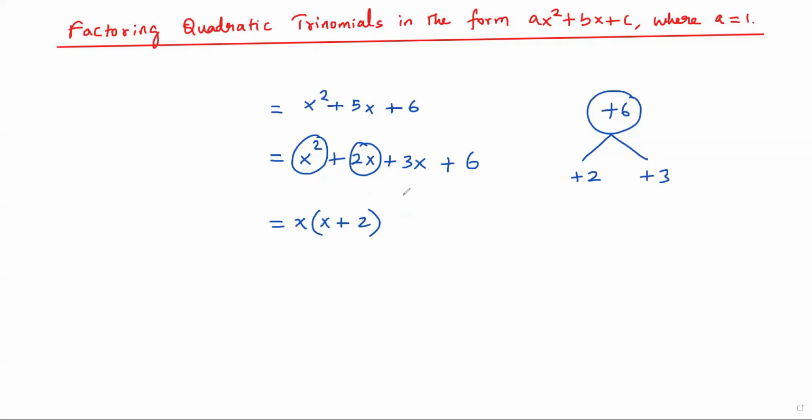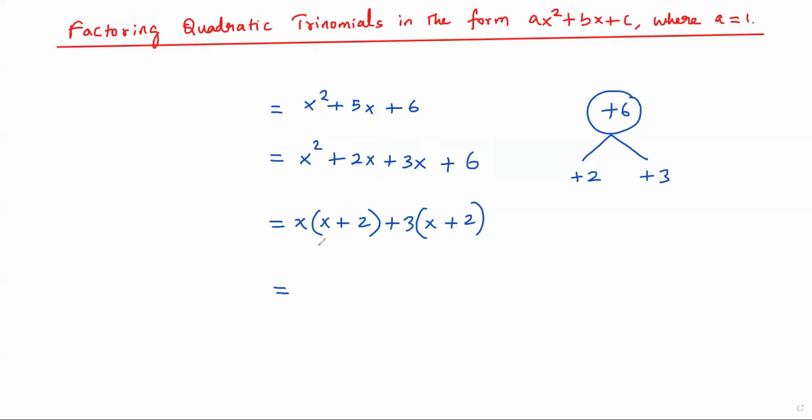The same thing I have to do for the second group, which contains 3x + 6. What is the greatest common divisor for 3x and positive 6? That's positive 3. So we can factor positive 3 out. To get the terms inside the parentheses, I divide 3x by 3, which gives x. When I divide 6 by 3, I get 2.